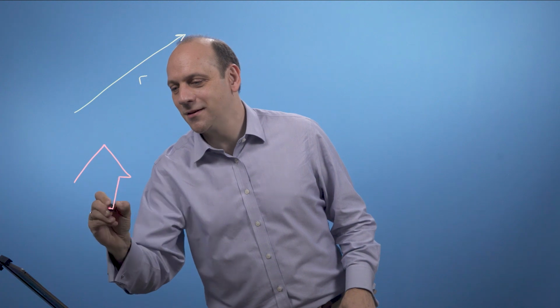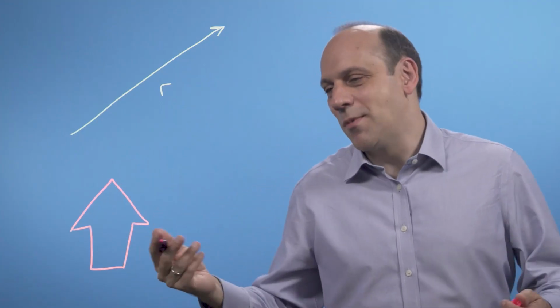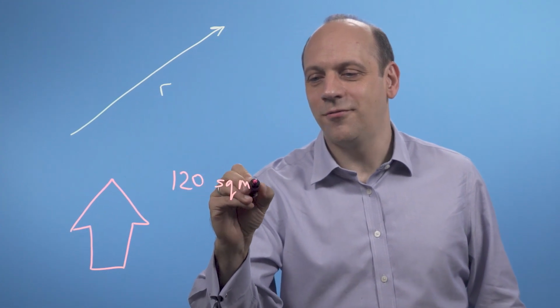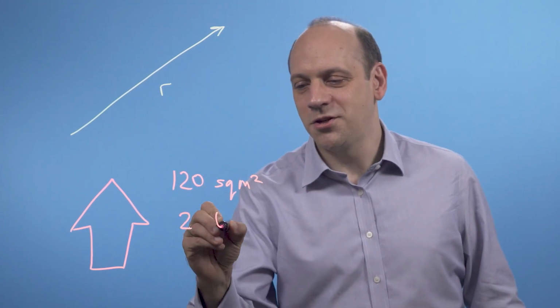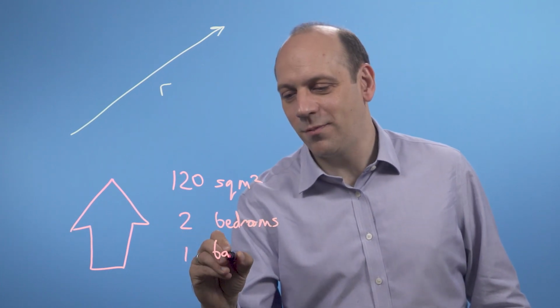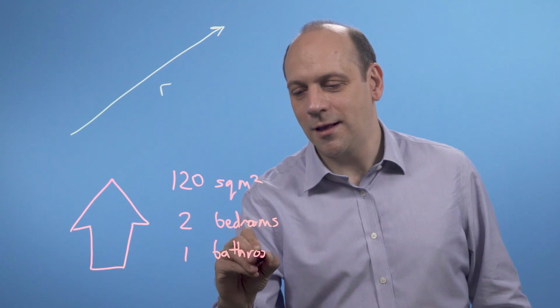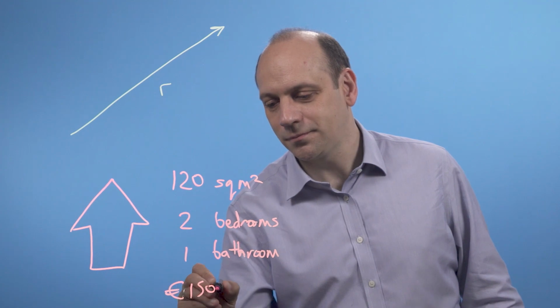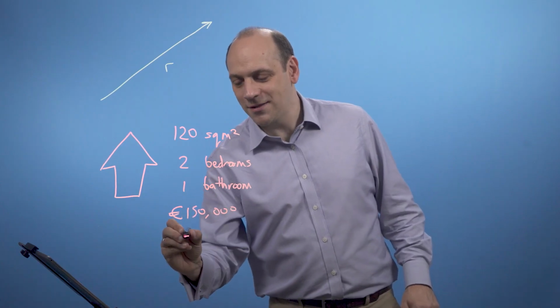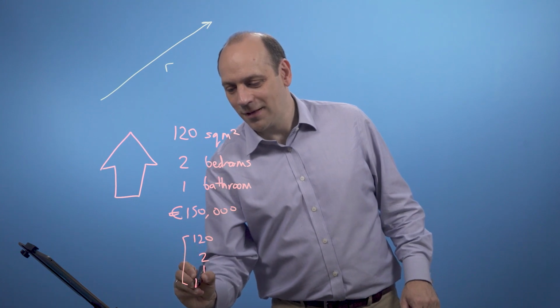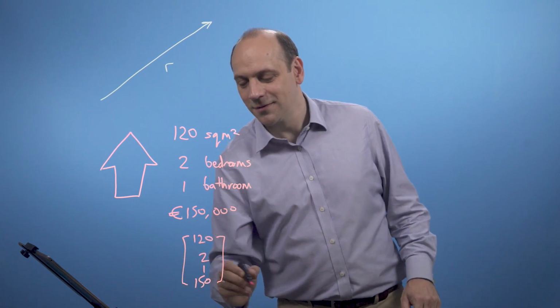So we might think of a house, say. So here's a house. And this might have a number of attributes. We could say it was 120 square meters in floor area. It might have 2 bedrooms, say. It might have 1 bathroom. That would be sort of sensible. And it might be worth 150,000 euros, say. And I could write that down as the vector 120 square meters, 2 bedrooms, 1 bathroom, and 150,000 euros.